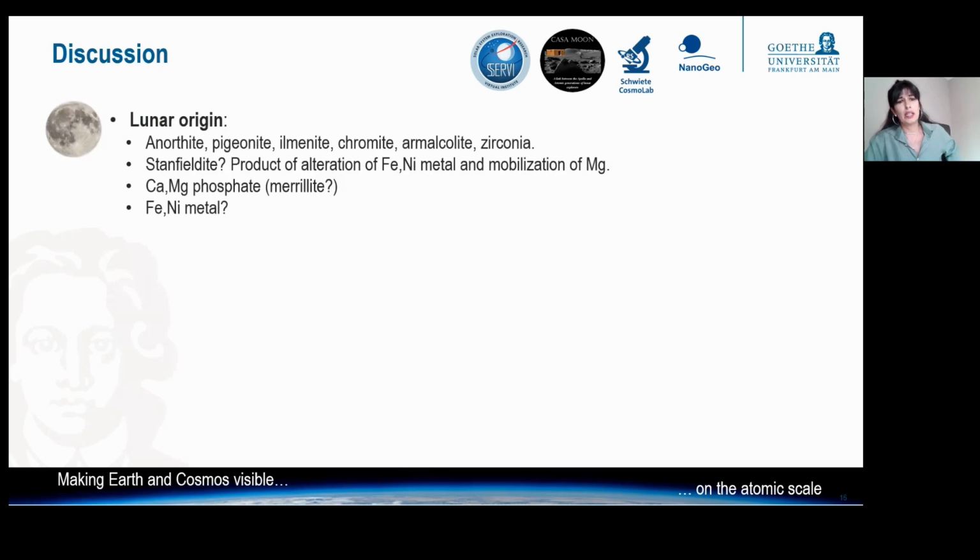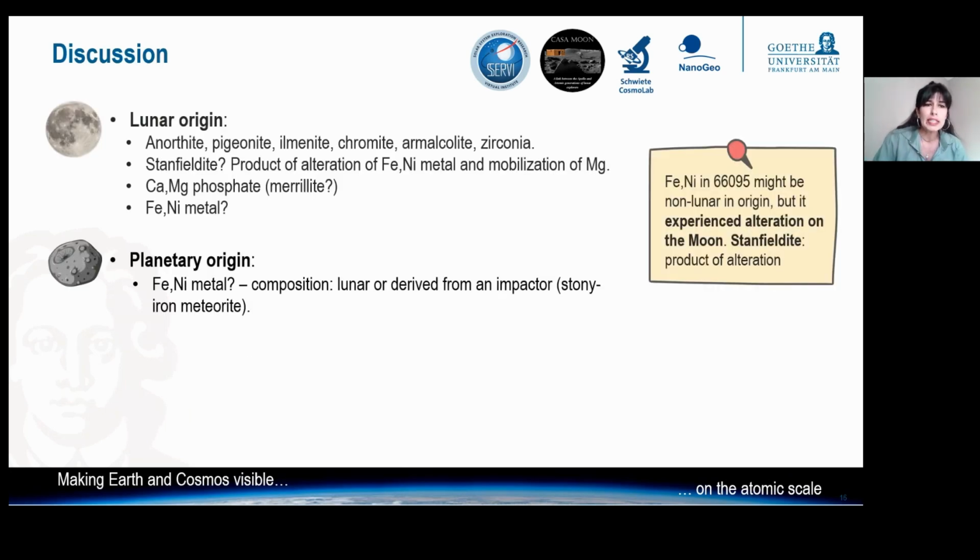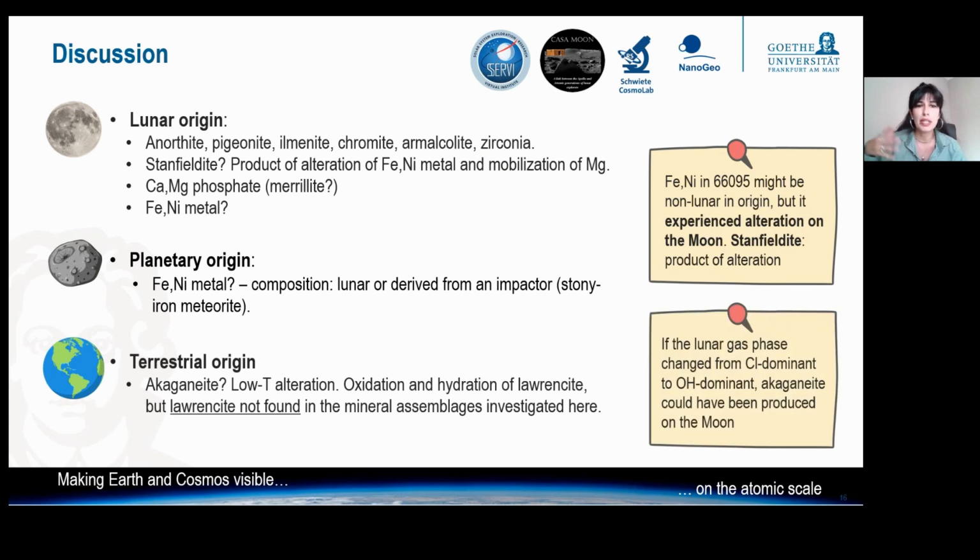In this sample, we have many different phases from lunar origin: anorthite, pigeonite, ilmenite, chromite, armalcolite, and zirconia. Then we have this Stanfieldite, this very rare calcium magnesium phosphate that's found in stony iron meteorites, and also this merrillite with more magnesium content. But we can see, especially from FIB section number 3, that it is coming from alteration of an iron nickel metal grain on the moon. So the alteration was produced on the moon. This mineral phase was produced on the moon. It does not come from an impactor. The iron nickel metal grain could come from an impactor or not. This is not clear, but what is clear is that Stanfieldite occurred on the moon.